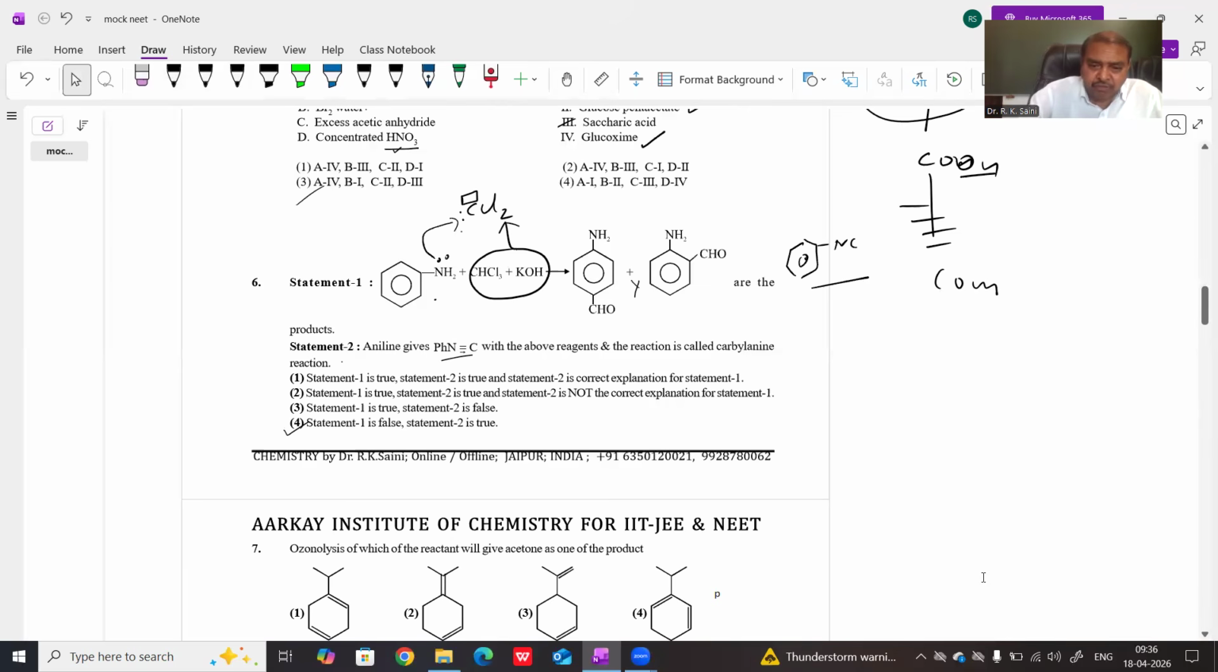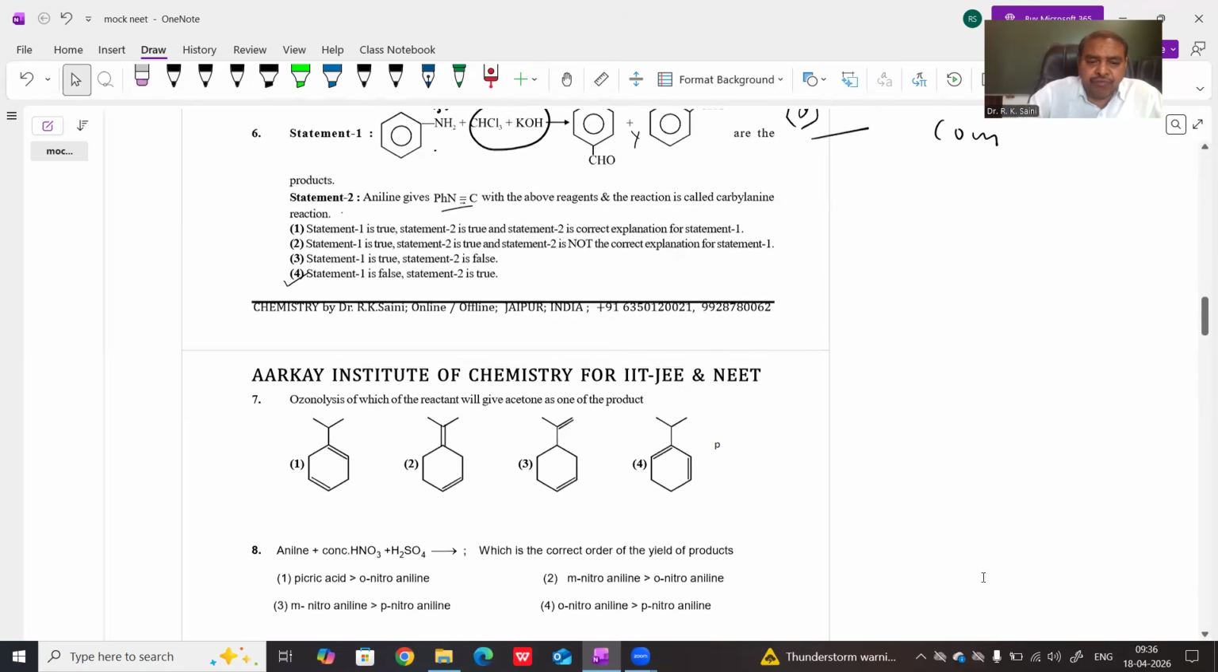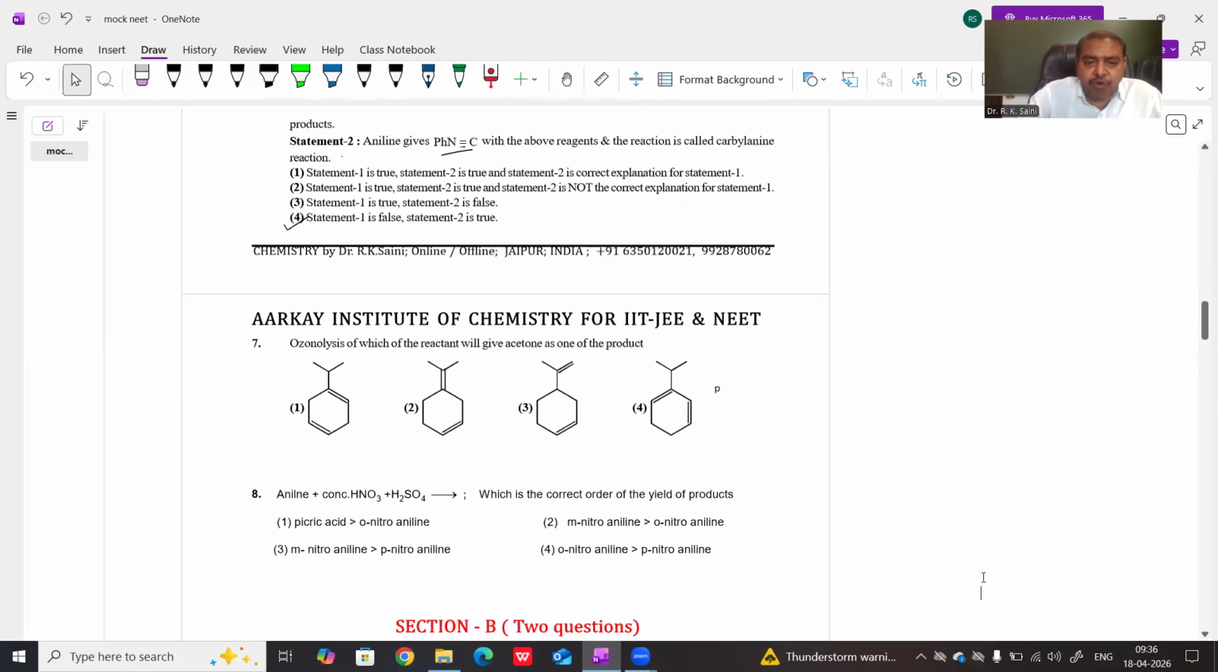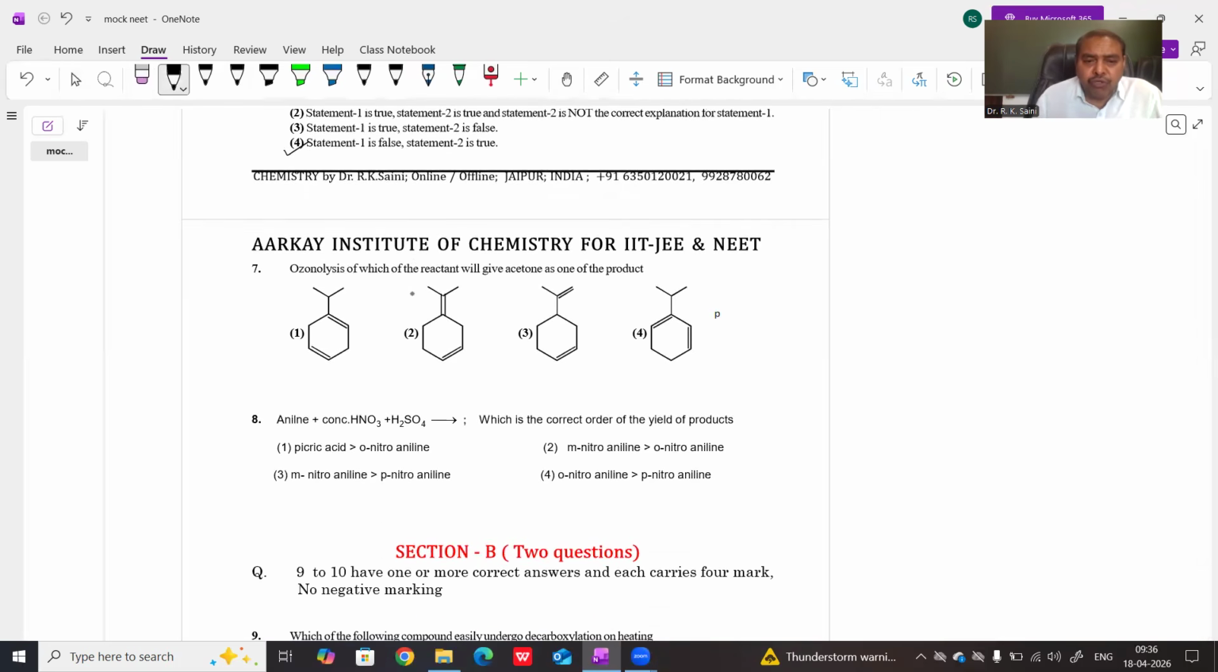Next, question number 7. Which of the following reactants will give acetone on their ozonolysis? We know that the pi bond cleavage occurs and the double bonded carbon changes into double bonded oxygen. Therefore, in compound second, this part changes into acetone. And hence option second.